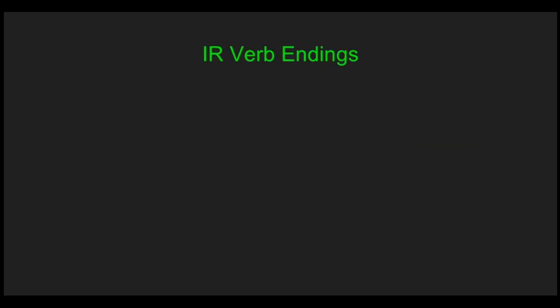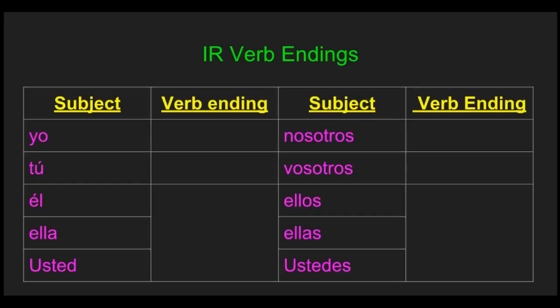The IR verb endings are very similar to the ER verb endings. In fact, 4 of the 6 are identical to the ER verb endings. So you'll notice that all of the singular forms will be the same as they were with ER verbs. And on the plural side, the nosotros and vosotros are going to be a little different, but the ellos, ellas, and ustedes forms will look just like the conjugations for ER verbs.